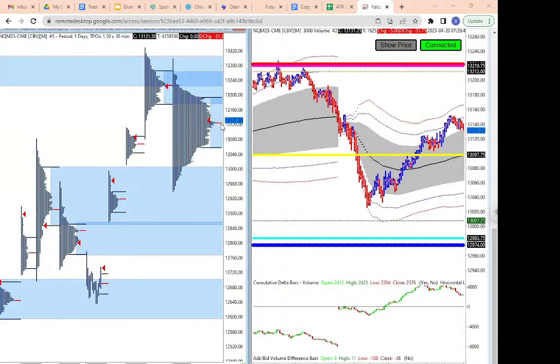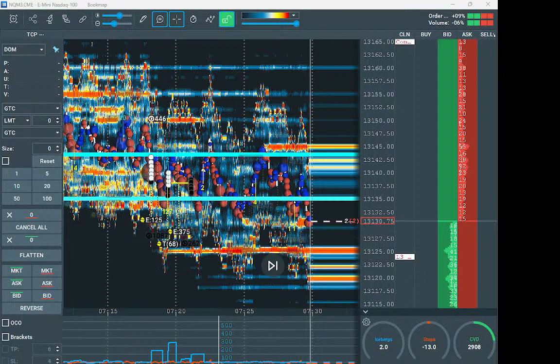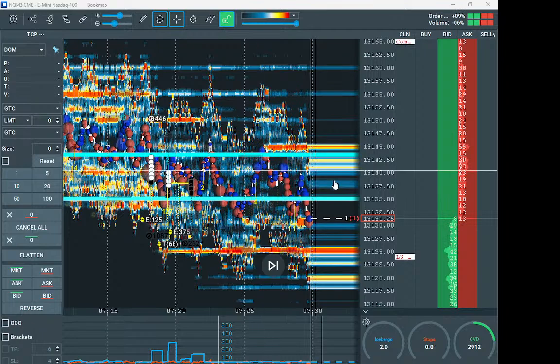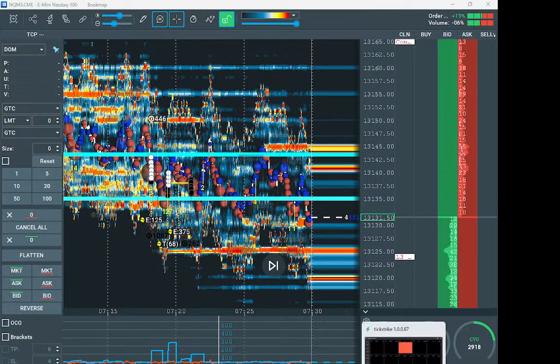So we're just sitting here at the point of control, so you can expect pretty much a chop fest right here, would be my guess. In the meantime, we want to see how this reacts. See what's going on with my ES trades. Probably not doing great.